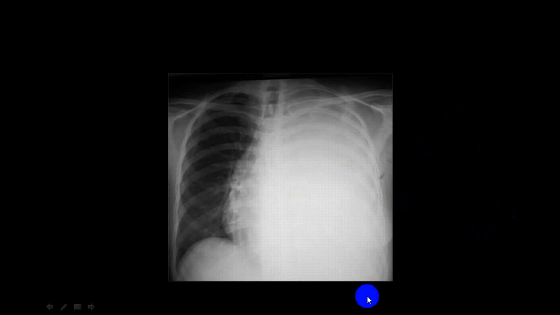Now here, identify what it is. Opacity, shift of mediastinum to the opposite side, shift of trachea to the opposite side, diaphragm you cannot identify, left border of the heart you cannot identify, costophrenic angle, cardiophrenic angle you cannot identify, and you cannot see any other part of the left border of the mediastinum. Massive pleural effusion.